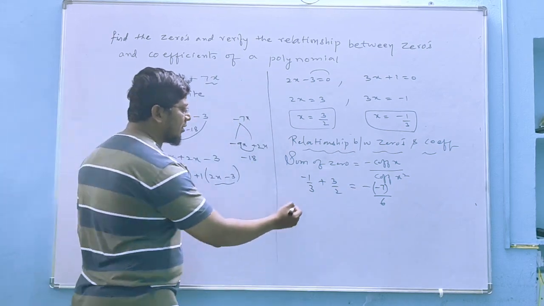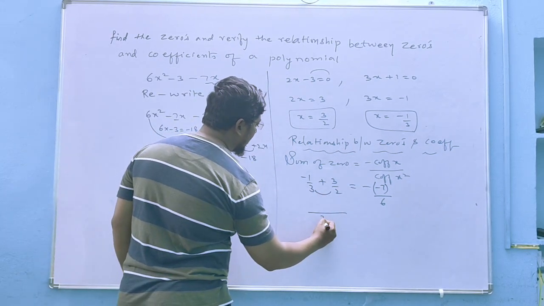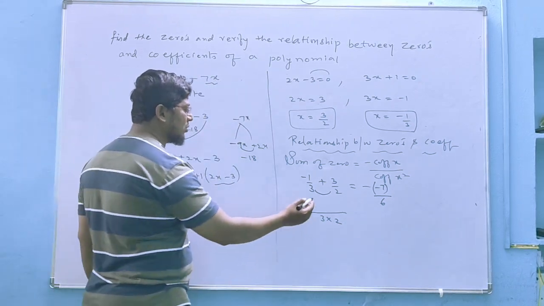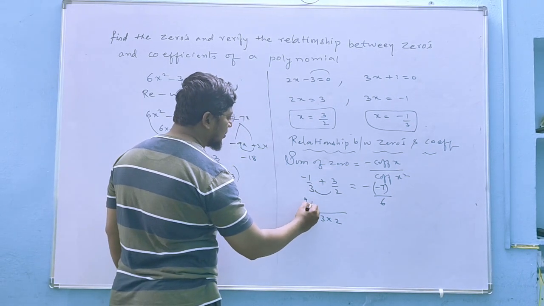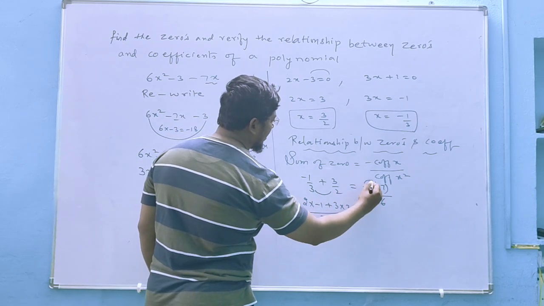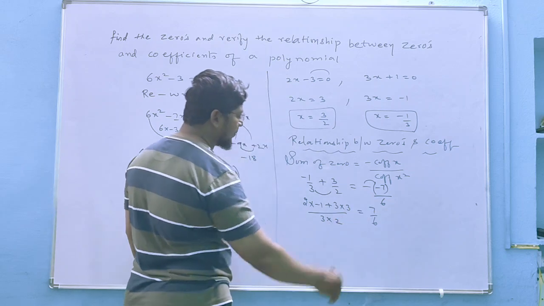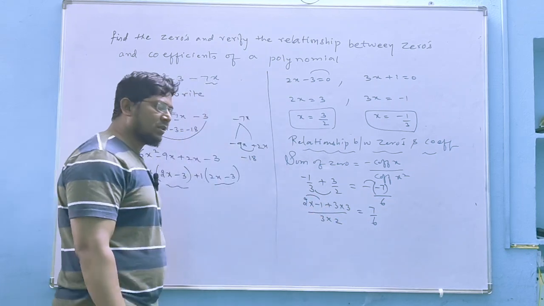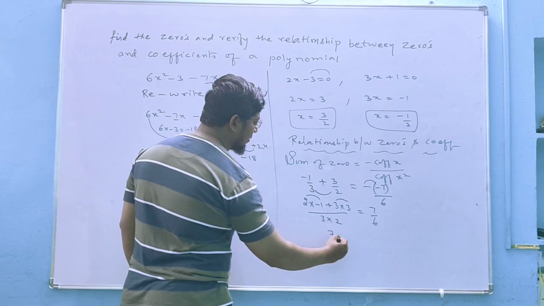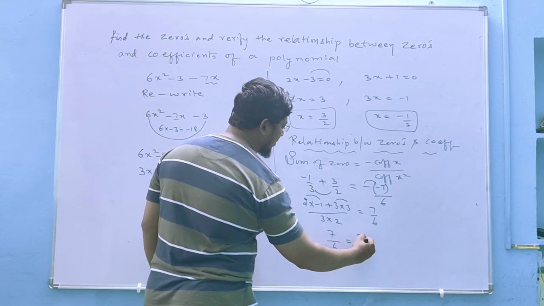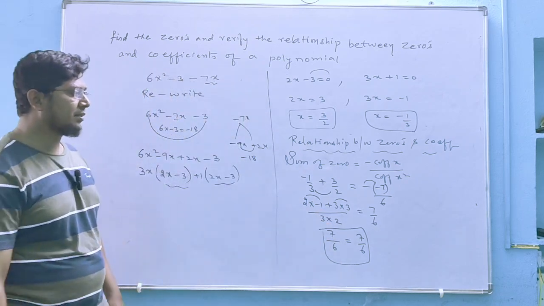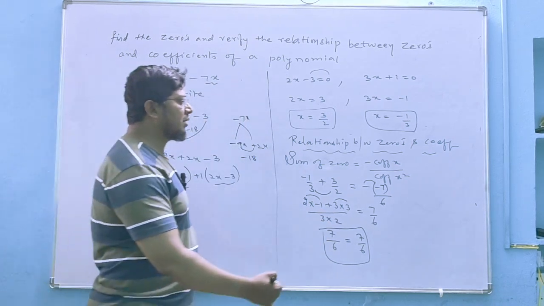So student, what is the denominator? 3 and 2 multiply, 3 into 2. Cross multiplication: 2 into minus 1 plus 3 into 3 is equal to, minus into minus is plus, 7 by 6. Plus into minus, minus, 2 ones are 2. 3 threes are 9. 9 minus 2 is what? 7. 3 twos are 6. Is equal to 7 upon 6. LHS is equal to what? RHS.